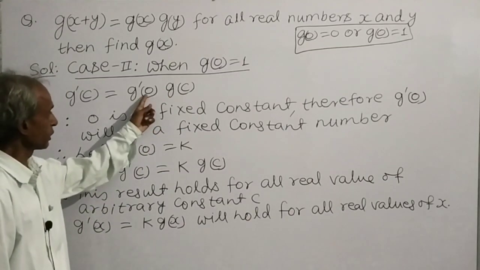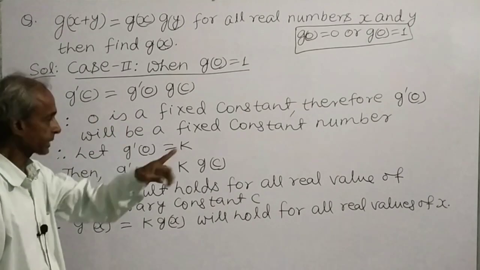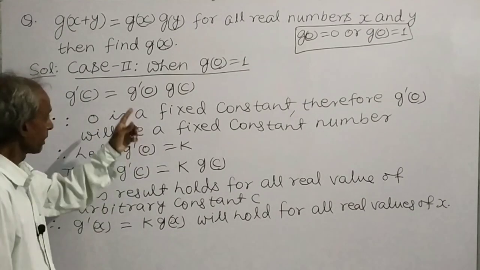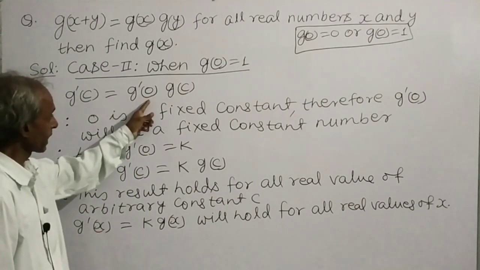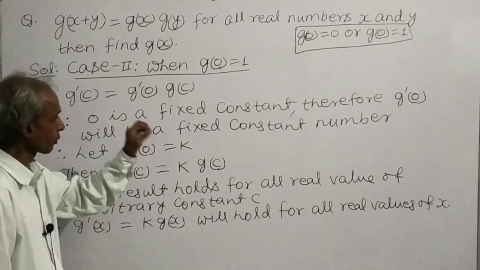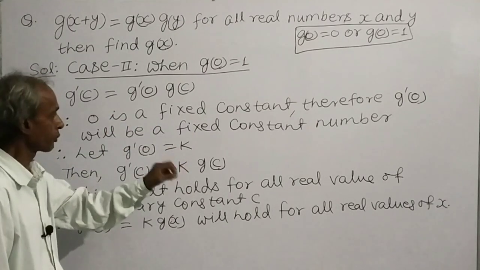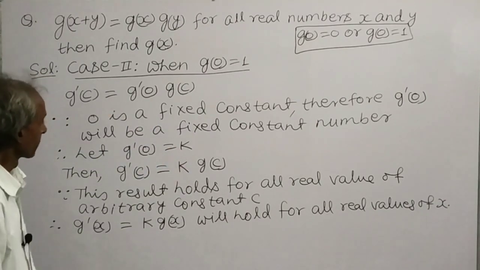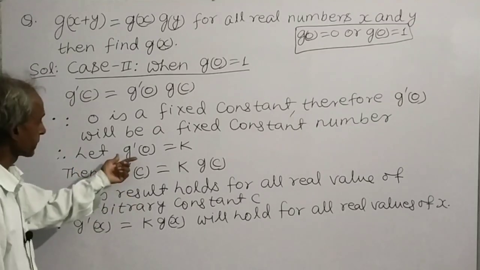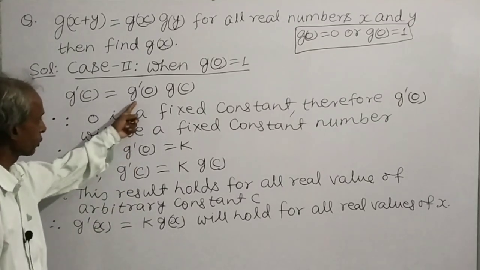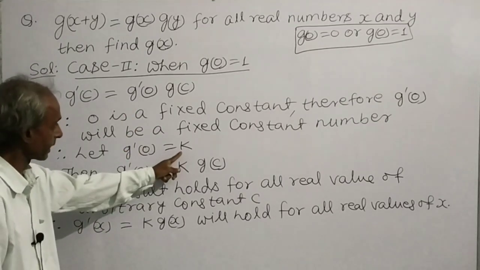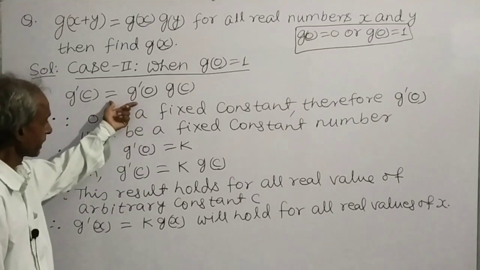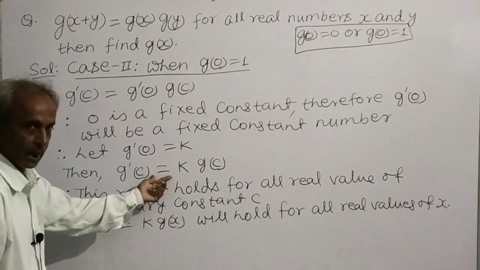Since this 0 is a fixed constant number, therefore g dash 0 will also be some fixed constant number. Therefore we suppose g dash 0 is equal to k. Then this can be written like this.